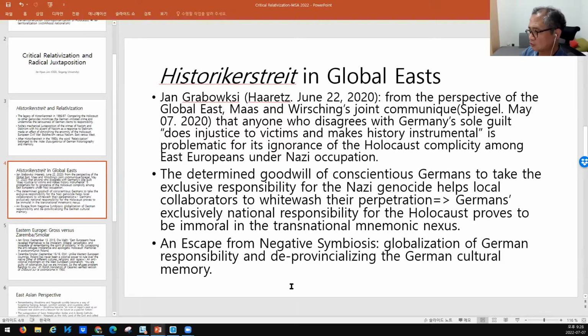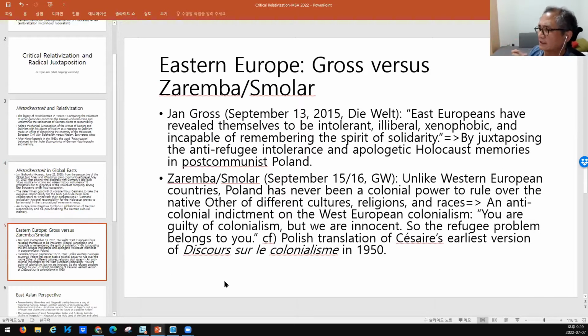German cultural memory needs to escape from the bilateral context of Germany and Israel, toward a more globalized context. But before then, in 2015, we had a very interesting debate about the Holocaust and the refugee question in Poland. Jan Gross just opened fire in his contribution to Die Welt in 2015.